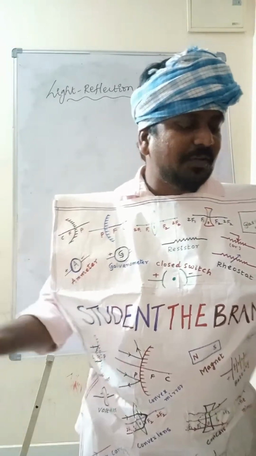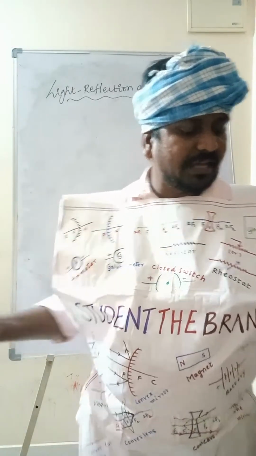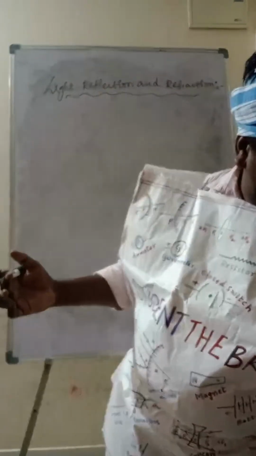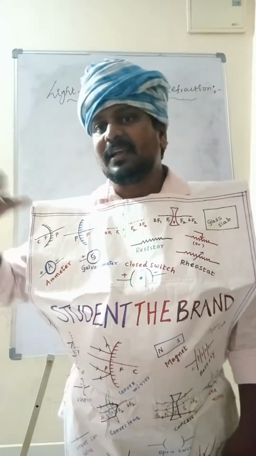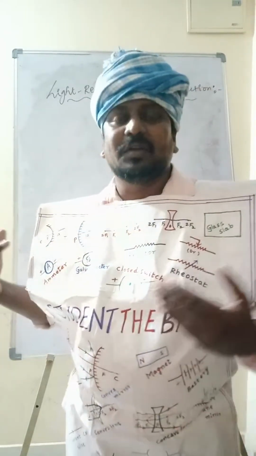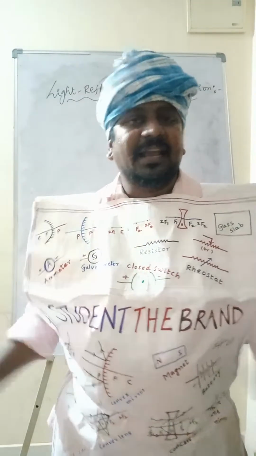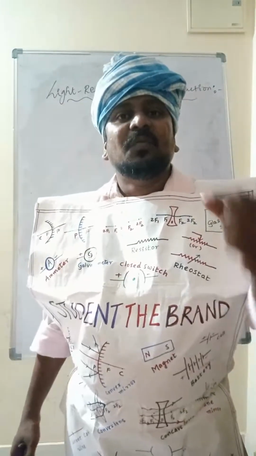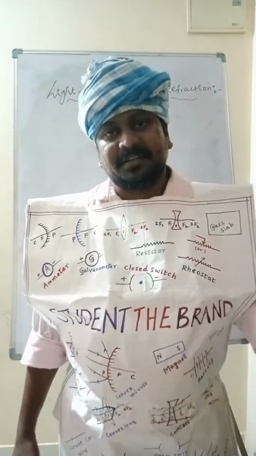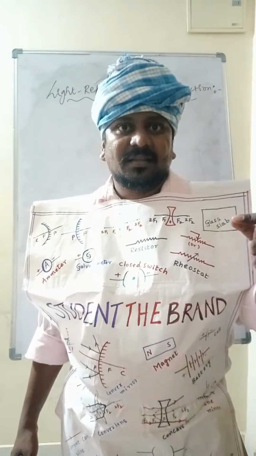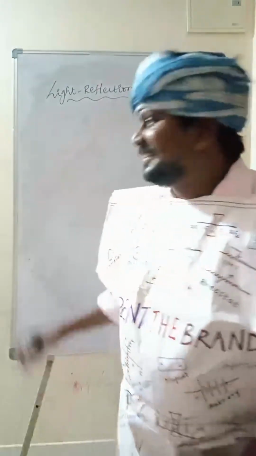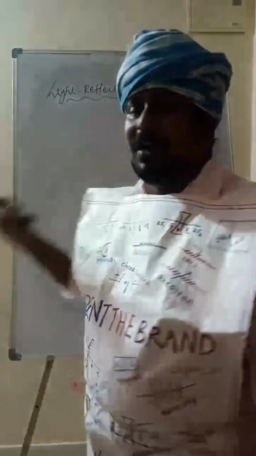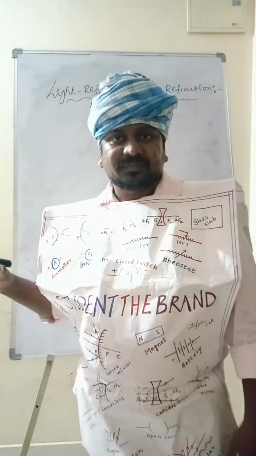So we are able to see. Okay, so how are we able to see? When light falls on it, then only we can see. When light is incident on it, it will reflect back and reach your eyes. Then we can see. Light is a form of energy which gives the sensation of sight. That is called light.